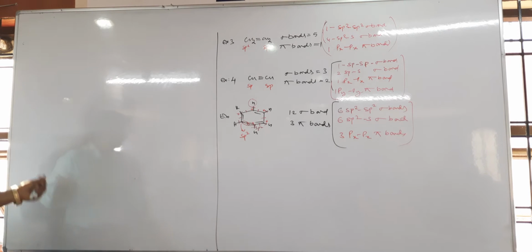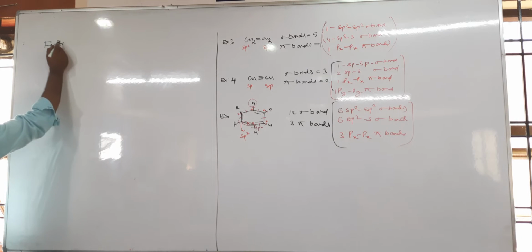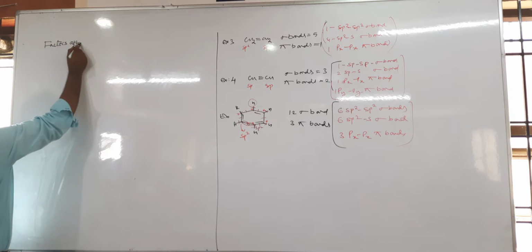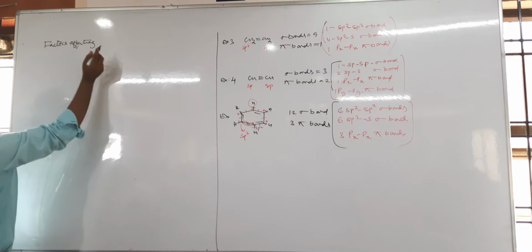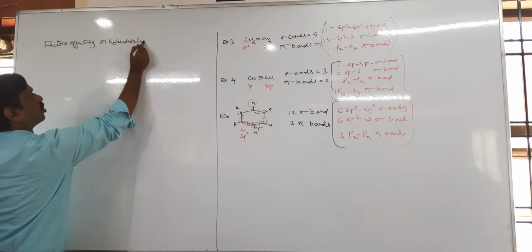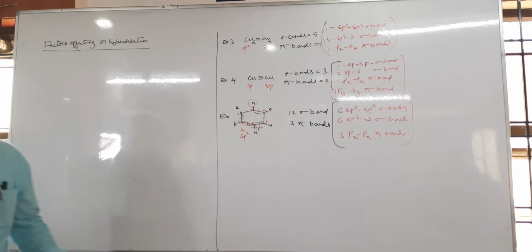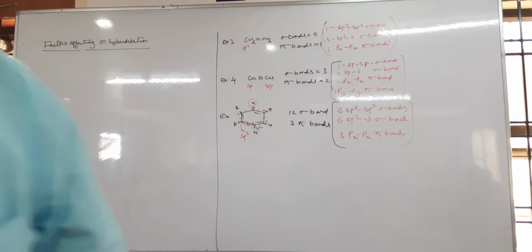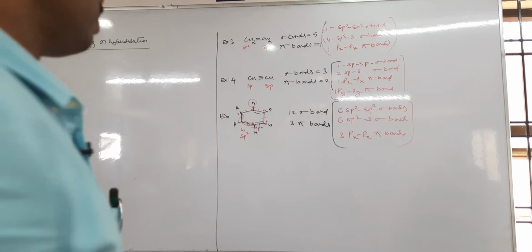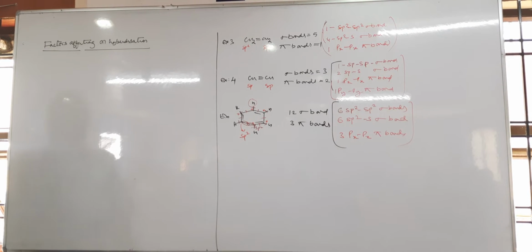Next, factors affecting hybridization. So in the last class we have studied what is hybridization and how to calculate hybrid orbitals, and that is all completed. Right. So, factors affecting hybridization.